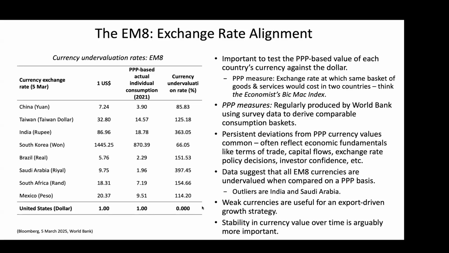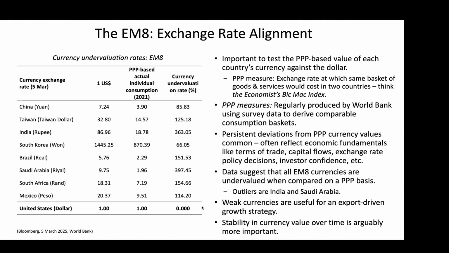What you see is that every single EM is undervalued. And I know all of you are looking at South Africa, and that's the PPP. The middle column is the PPP rate to the dollar of that particular currency. The PPP equilibrium exchange rate for South Africa should be about 7 Rand to the dollar. Based on this latest one, it's 18.31. That gives you an undervaluation rate of about 154%.